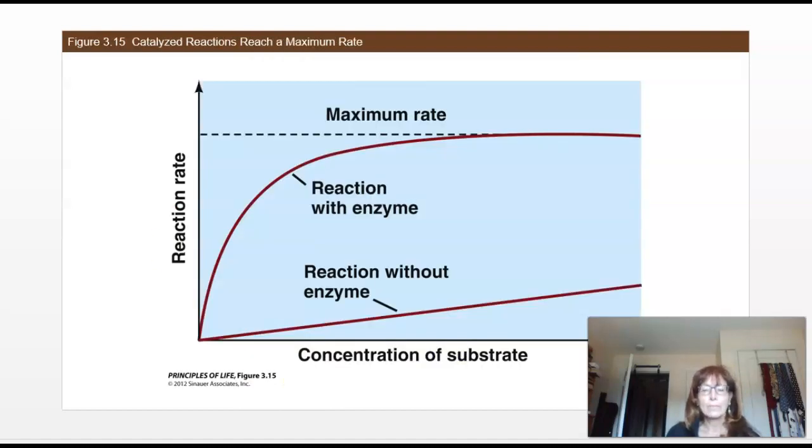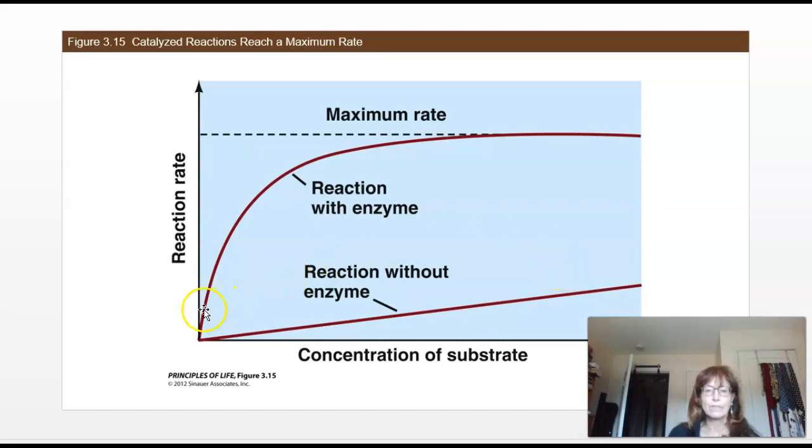We looked at this on the POGL, understanding that the reaction rate of an enzyme can be measured in a variety of ways. So we can see that on this graph it's looking at a reaction which has an enzyme, and here's a reaction that doesn't have the enzyme. And you can see there's an increase in the concentration of substrate here on the x-axis, and that the reaction without the enzyme is still taking place. It's just at a much lower rate. So it would take much longer to get whatever product we wanted.